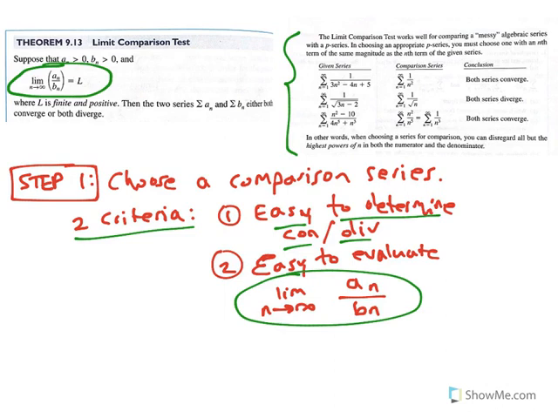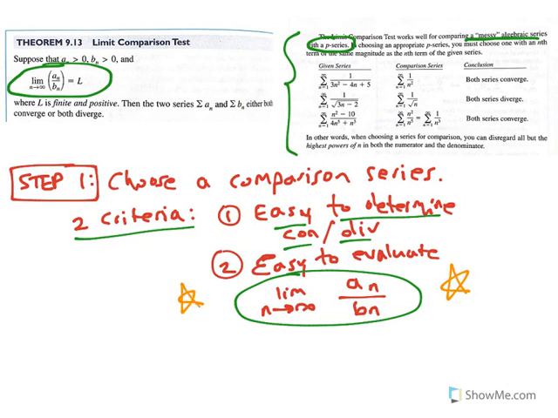So again, you can read the short paragraph above the examples. The limit comparison test works well for comparing a messy algebraic series with a p-series. A p-series makes a good comparison series because it's easy to know if a p-series converges or diverges just by looking at the value of p. In choosing an appropriate p-series, you must choose one with an nth term of the same magnitude as the nth term of the given series. That particular part that I just read has to do with criteria 2.